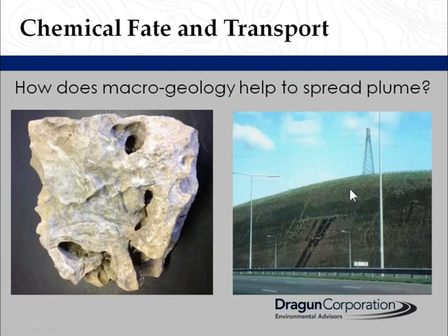So that was looking at grain size, but at a larger scale, a macro geology scale, this is a limestone with pores in it where water can flow. So you can see that the water can move through these pores and that will tend to spread a chemical. Or if we look at this roadside cut, we can see water moving down the slope at 3 spots. So the water has pathways that it can follow that helps to spread the plume.